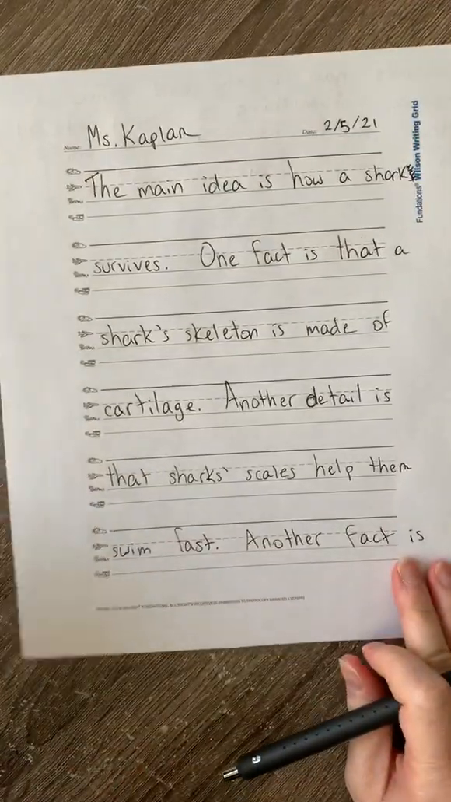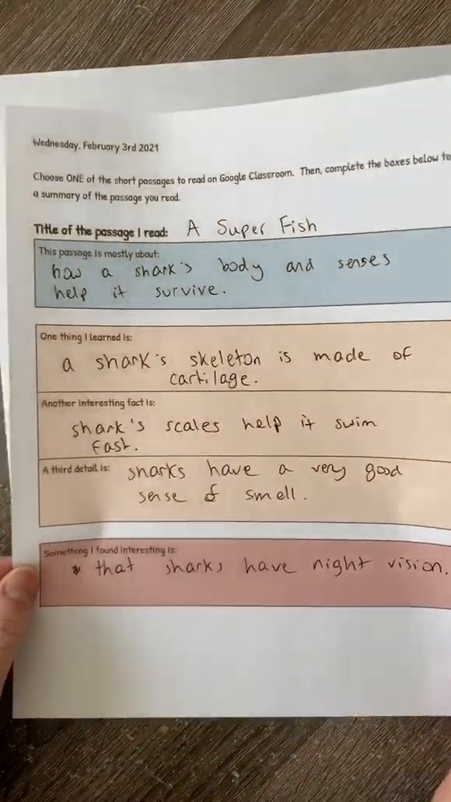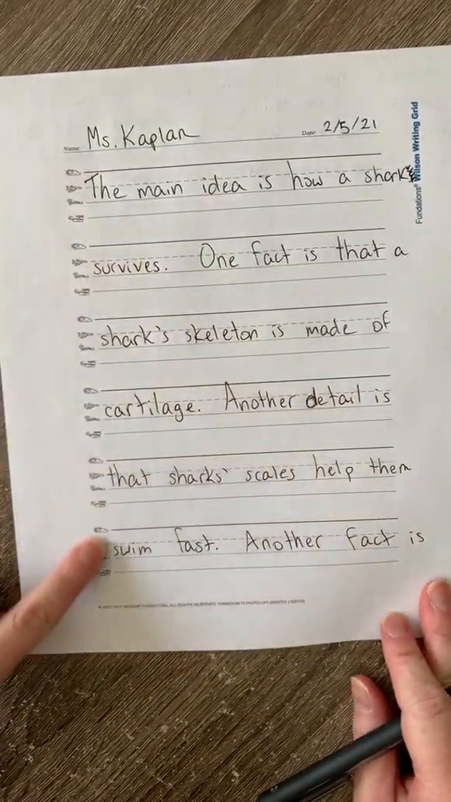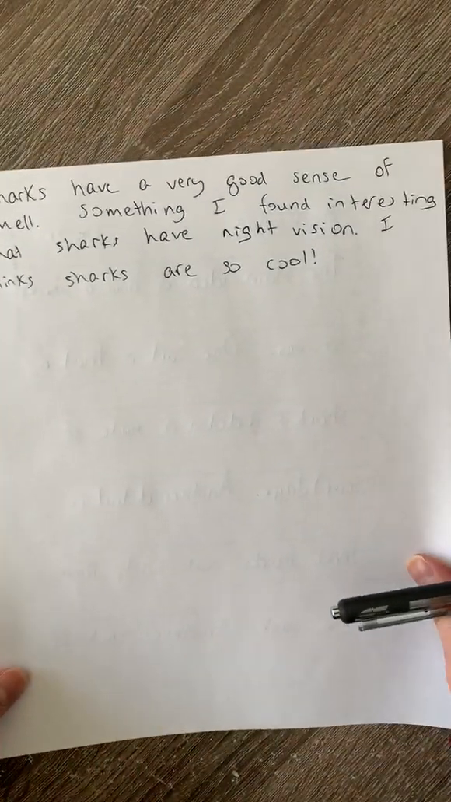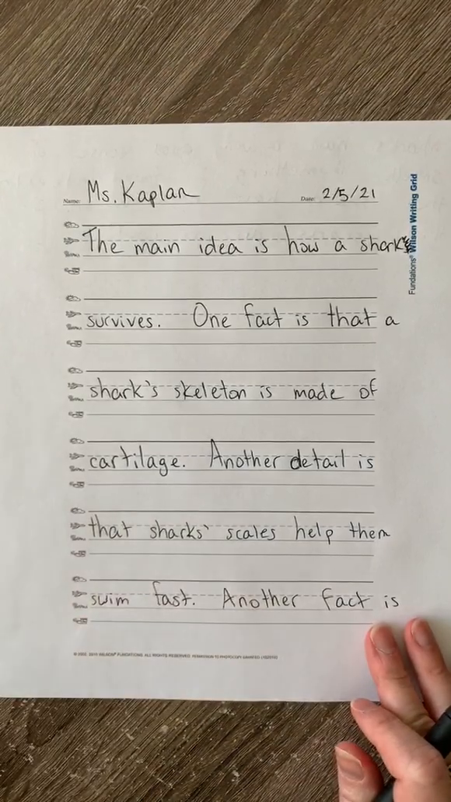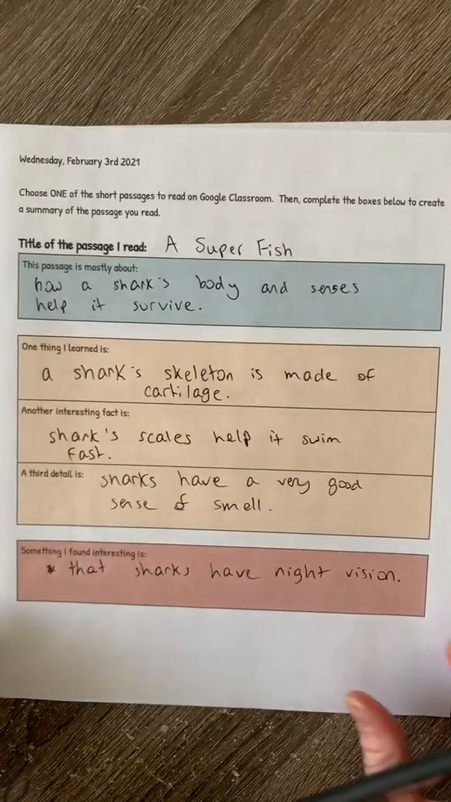Look how much I wrote. I used a text that I had already read. I used this sheet to help me, and I wrote so much about what I learned. I included the main idea. I included 3 supporting details. I included something I found interesting. And I did that all by thinking about what I read in that one short passage.